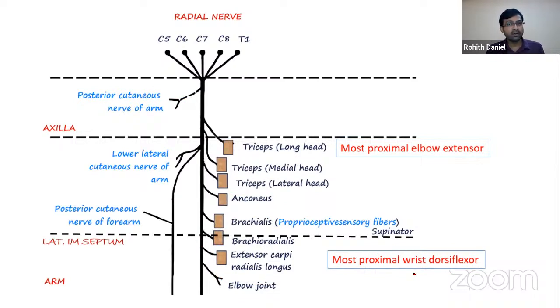Now, why is this important? So, in order to produce a wrist drop, you need to have an injury to this branch, isn't it? So, the level of injury should be at or above the level of the lateral intermuscular septum. Only if there is an injury at or above the level of the lateral intermuscular septum, especially in the spiral groove here, then only there will be a wrist drop. So a loss of extensor carpi radialis longus will result in your classical wrist drop.